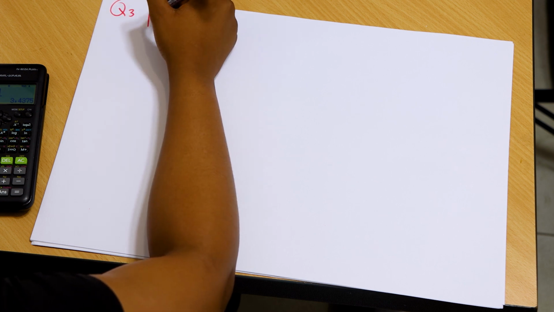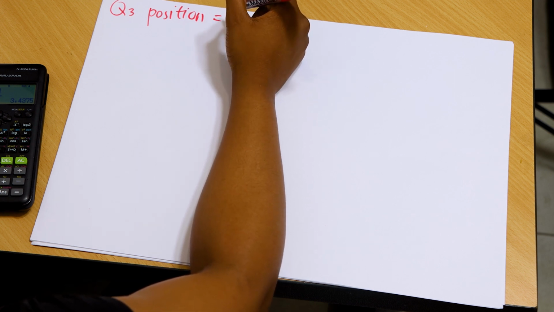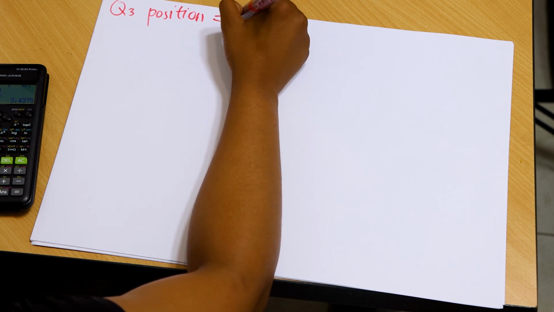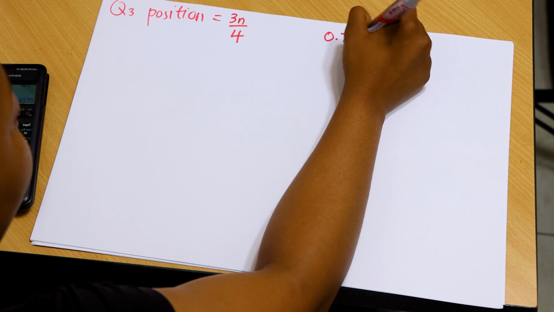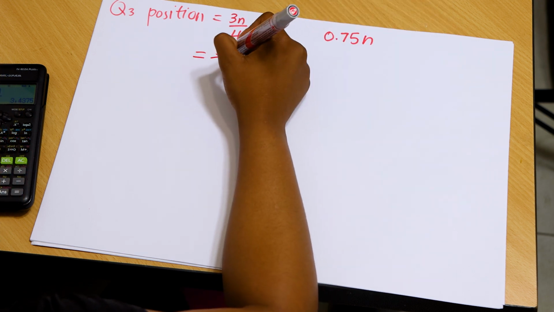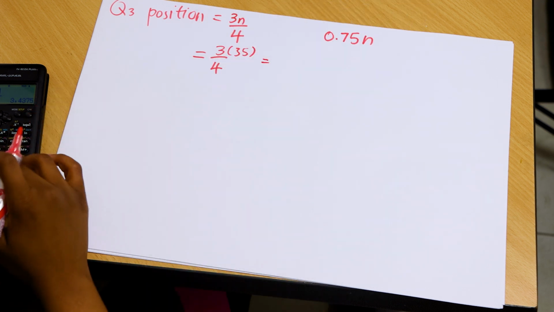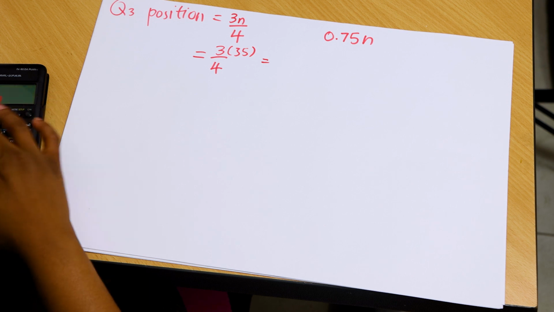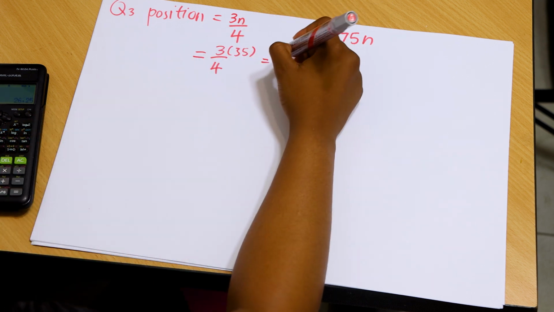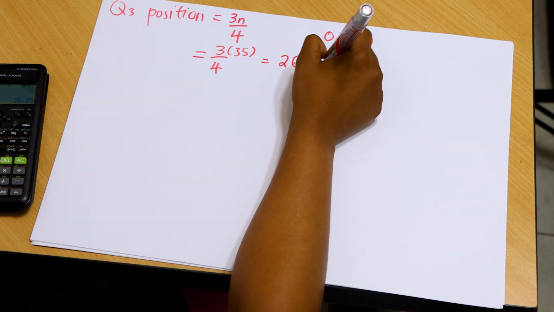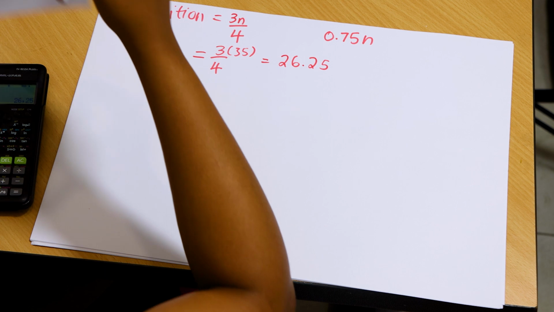So again, for Q3, we find the position. Because Q3 is the 75th percentile, we find it by saying 3n over 4, or for those who prefer percentages, 0.75n. So it's going to be 3 times 35 over 4, which is 26.25. Now we have to locate 26.25 on the cumulative frequency.